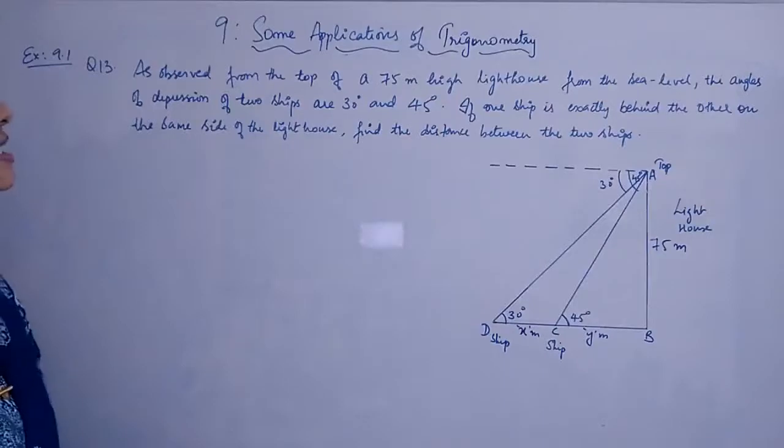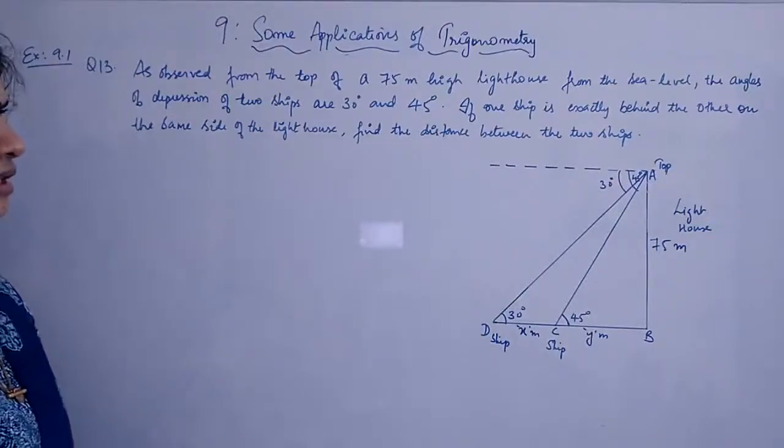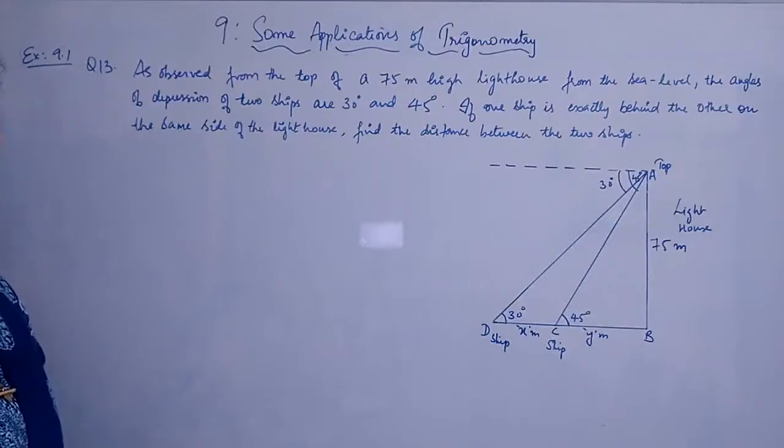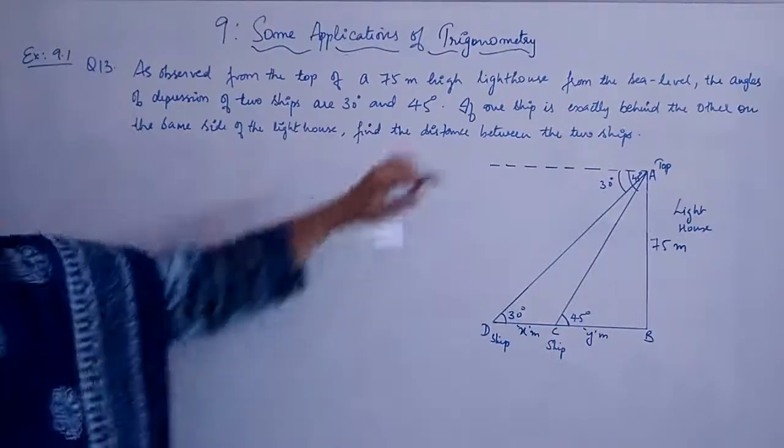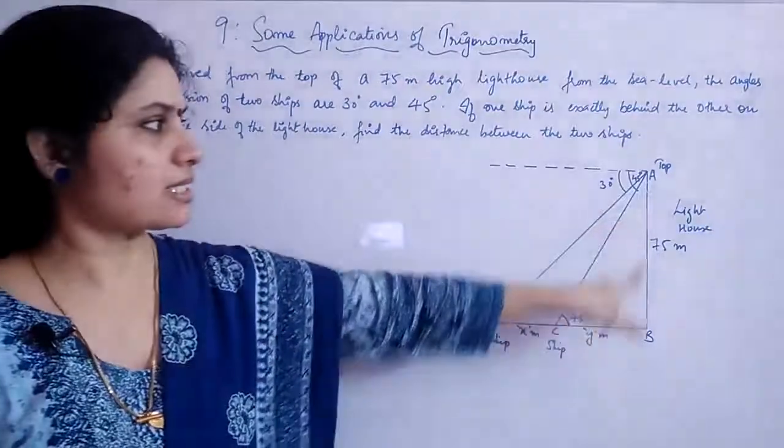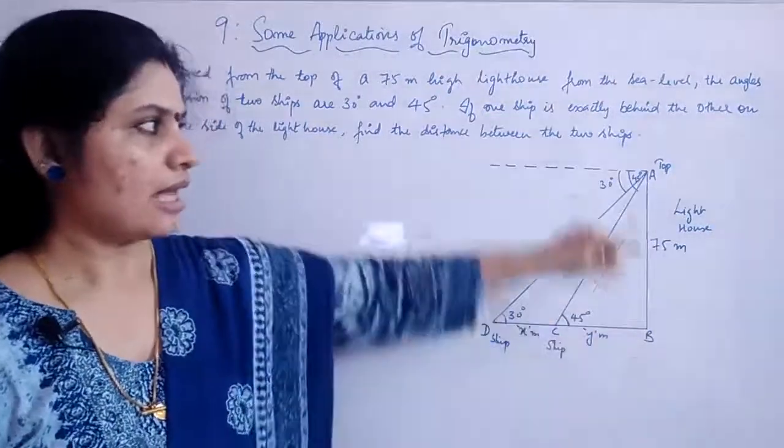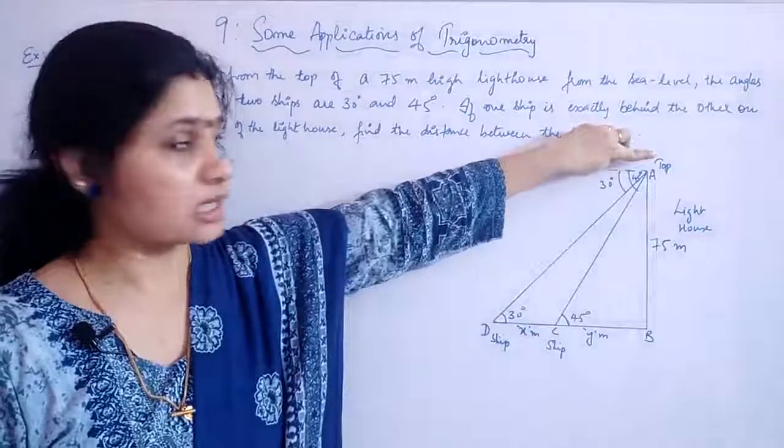Question number 13 is, as observed from the top of a 75-meter high lighthouse from the sea level, the angles of depressions of two ships are 30 degree and 45 degree. If one ship is exactly behind the other on the same side of the lighthouse, find the distance between the two ships. So this is taken as a lighthouse, that is AB is the lighthouse, and this is the top of the lighthouse, that is point A.